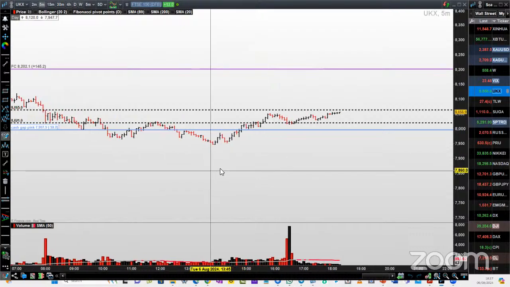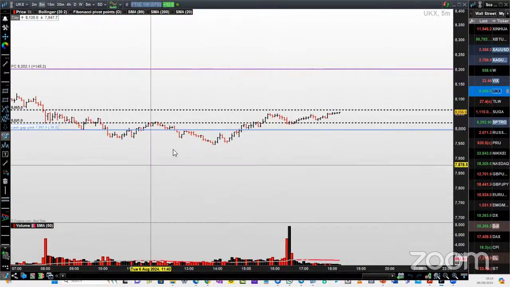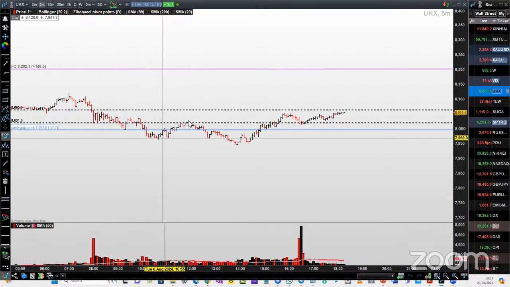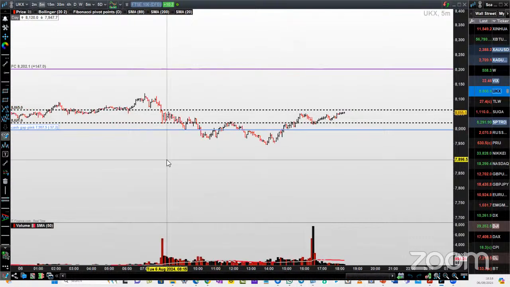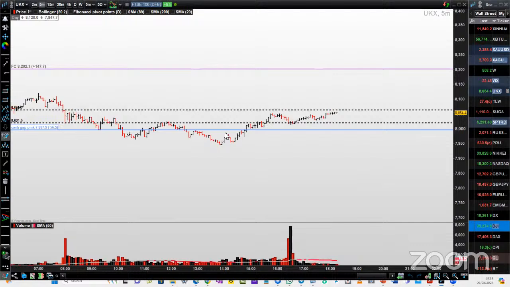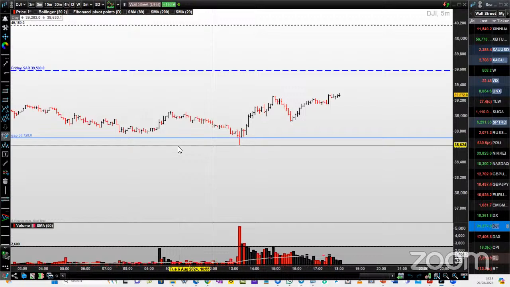And into the close, yeah, we went right back into the range into the close. So we finally broke down at 9 o'clock, went back in the range in the next 30, 40 minutes, came out, went back in the range, came out, and finished in the range. So that's a really choppy day that didn't really achieve much. Whereas this Dow is just an adrenaline charged market at the moment.